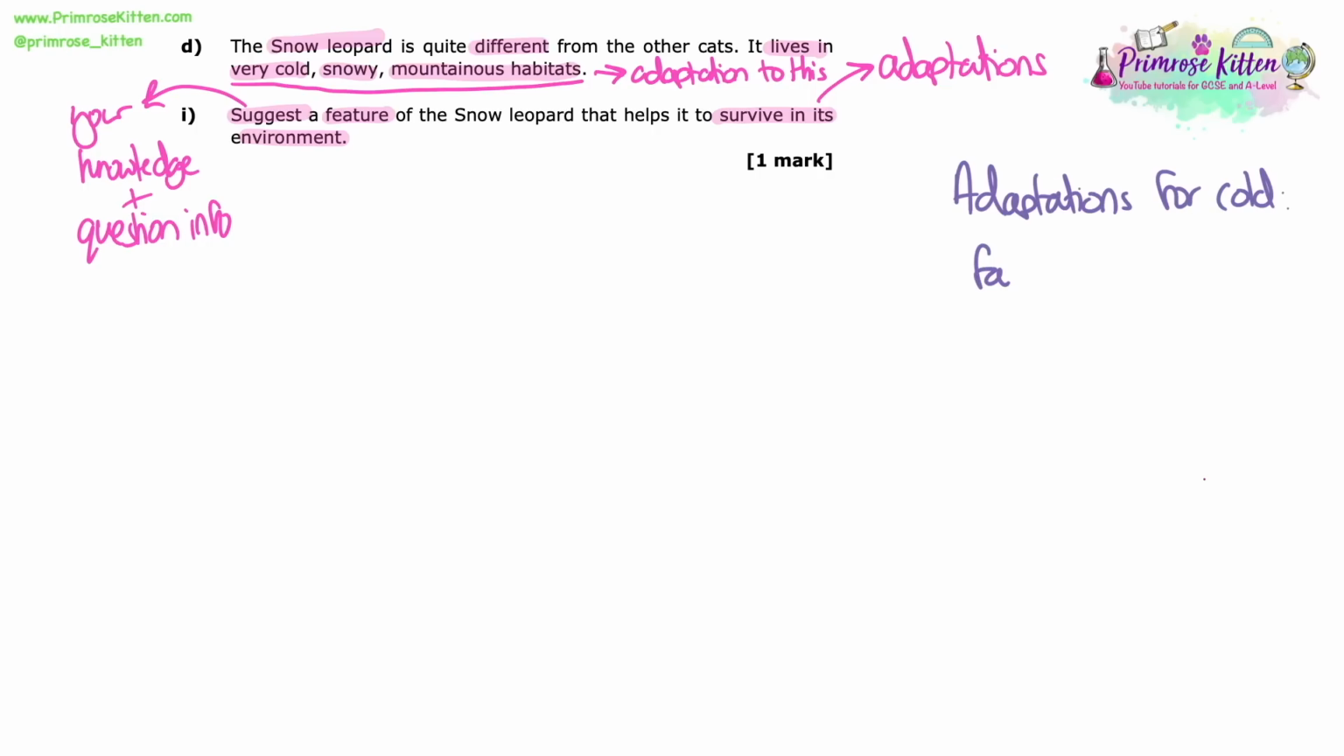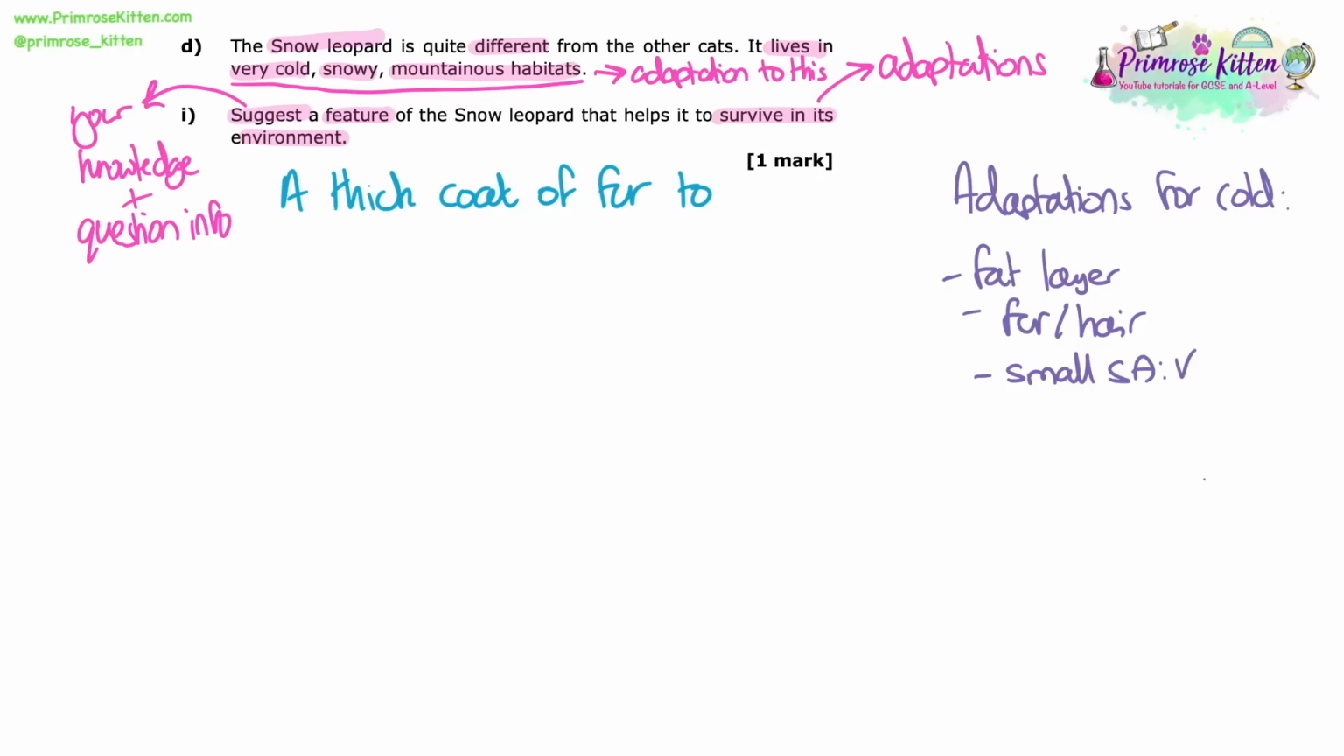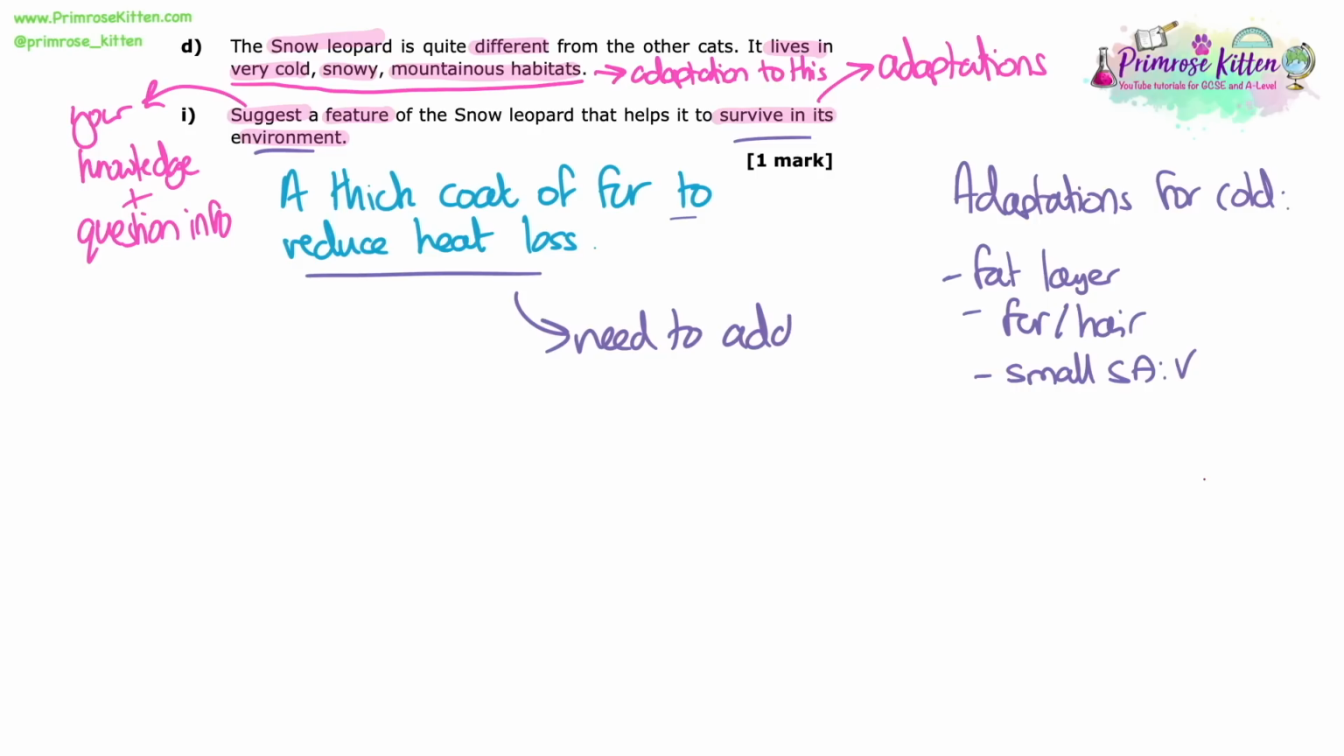So adaptations we'd expect to know or have learned for cold environments would be something like a fat layer to insulate, a thick layer of fur or hair, or having a small surface area to volume ratio to try and reduce heat loss. So I'm going to go with a thick coat of fur to reduce heat loss. We need to make sure we add how it helps it survive. So it's only 1 mark, but I'd rather than just put a thick coat of fur, make sure you've added that extra bit so you're linking it directly to why it's an adaptation to the cold and how it helps it to survive.